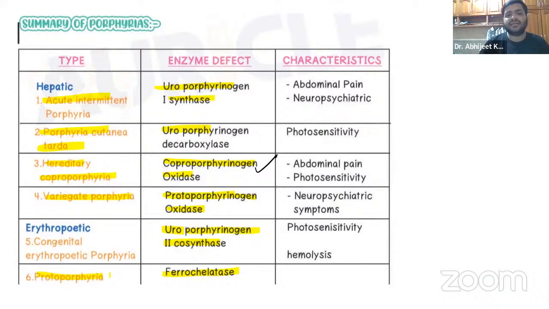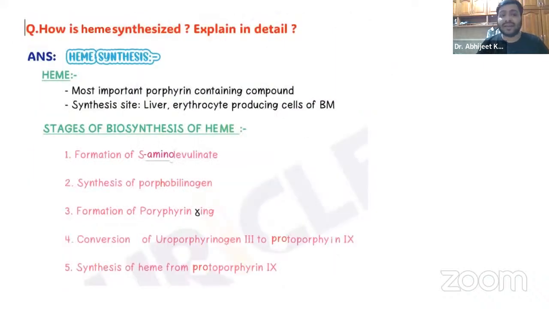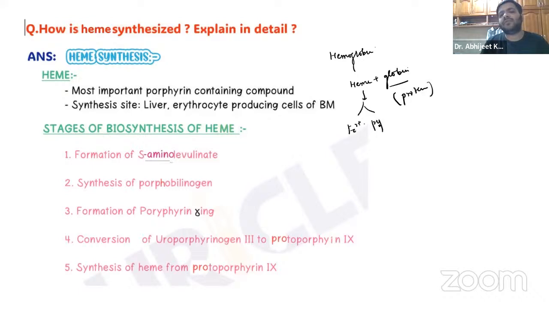Now, let's try to discuss how the heme is synthesized. Then I'll come back to this part. You already know the hemoglobin. It is basically made up of two components, right? The heme plus globin. Globin is basically the protein part, and heme comprises ferrous iron and these pyrrole rings, right? The pyrrole rings make up the porphyrin part, right? Porphyrin and porphyrinogen basically, right? So remember, the most important porphyrin-containing compound is the heme, right?